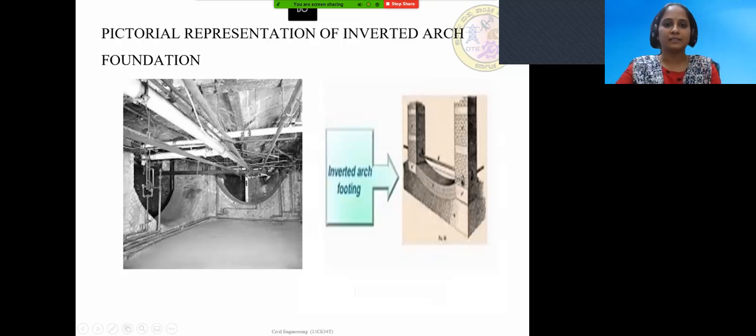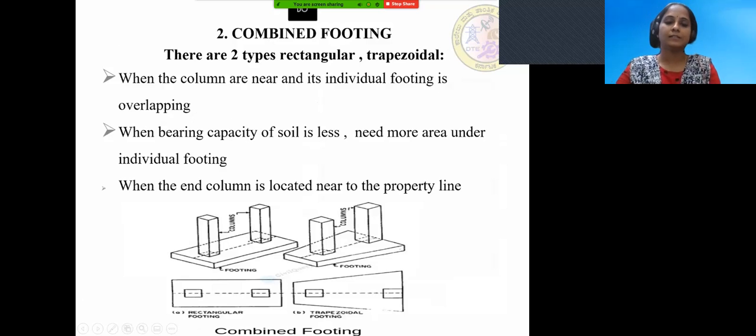Okay, see, this is the pictorial representation of an inverted arch foundation. So this is how it looks in real site. And you can see the 3D picture of it. Inverted arch footing. Okay. Next, we'll move on to the next slide. So in that, second one is combined footing.